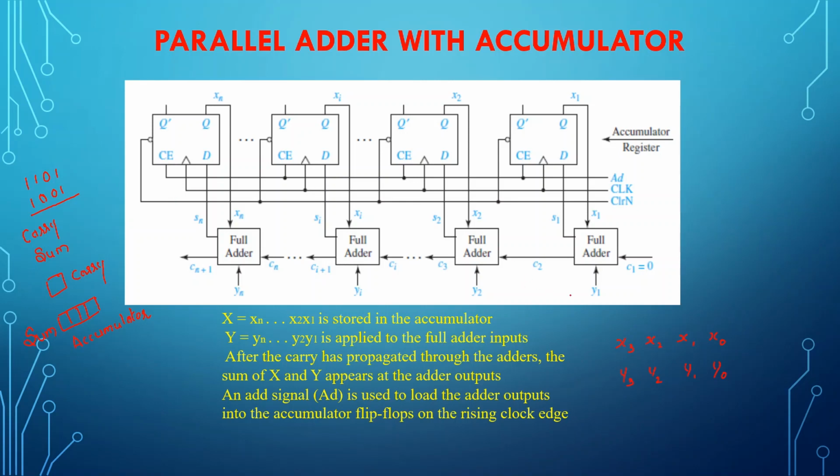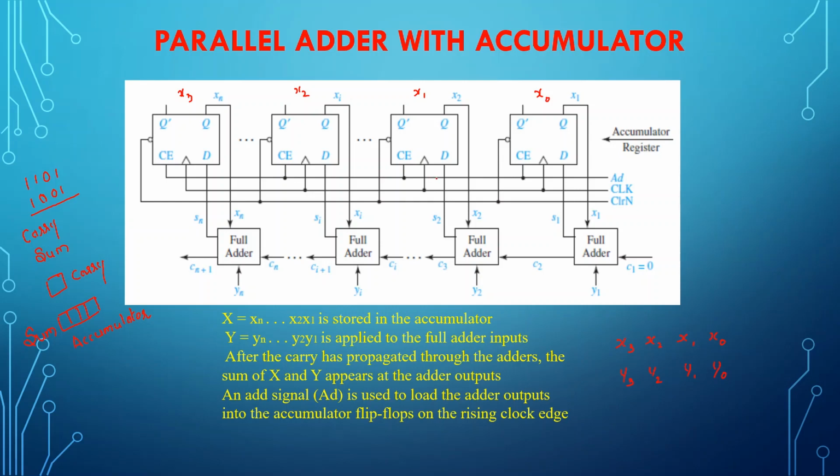So the numbers x3, x2, x1 and x0 are stored in this particular accumulator. Let me say my numbers are stored in x3, x2, x1 and x0. I'll let you know how these numbers are actually loaded into the accumulator, or into the registers. However, we have studied that the data will be loaded into the registers in a single clock cycle using the load signal and the clock signal.